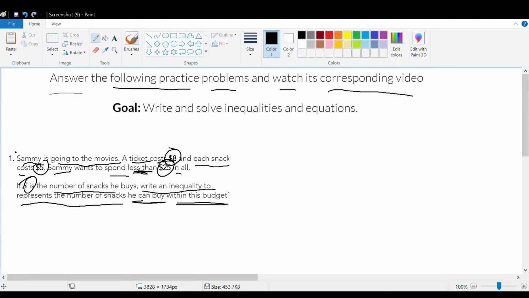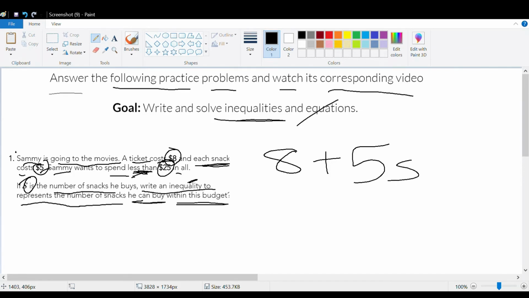And it's easy to know that it's an inequality and not an equation because first of all, it says inequality there. And whenever you have a less than or more than, it's almost always an inequality. So let's start writing it. We have a ticket costs $8, so that's $8 plus, and each snack costs $5. That's 5s, because s equals the number of snacks.